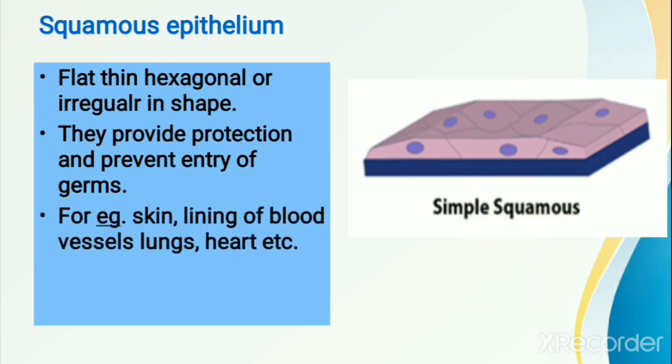Okay. So for example, we have already studied that in skin, in the blood vessels, because from blood vessels the digested food is exchanged. Okay, and even our waste products, and the lungs and heart, these are the places where the squamous epithelium is present. Okay, so I think you understood what these are: very thin, flat and hexagonal or irregular in shape.